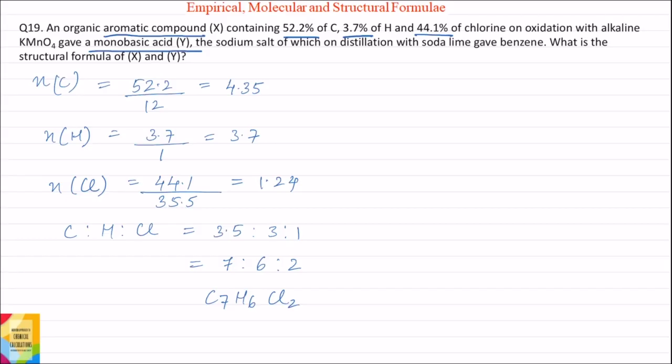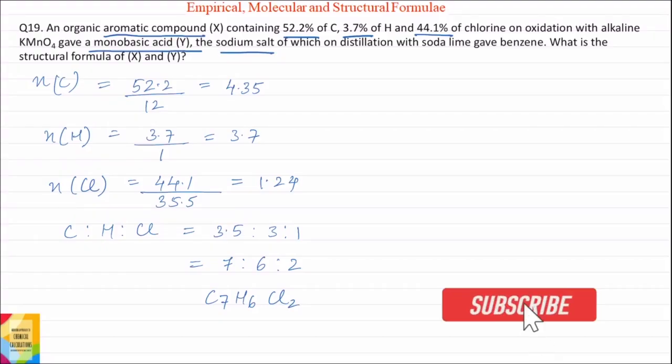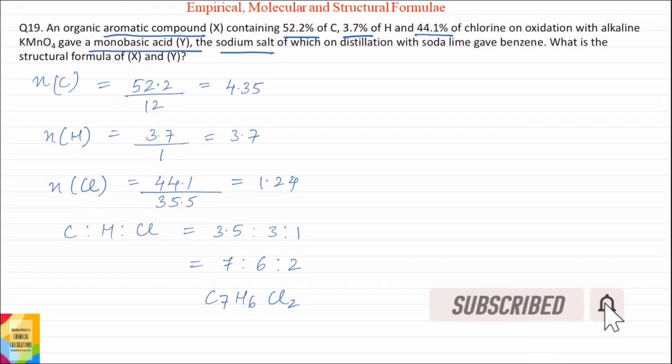Now which sodium salt is it that will give benzene after distillation with soda lime? It will be sodium benzoate. Sodium benzoate on distillation with soda lime gives benzene. This sodium salt will be sodium benzoate. Now since the sodium salt is sodium benzoate, therefore the acid will be benzoic acid. So this monobasic acid Y will be benzoic acid.